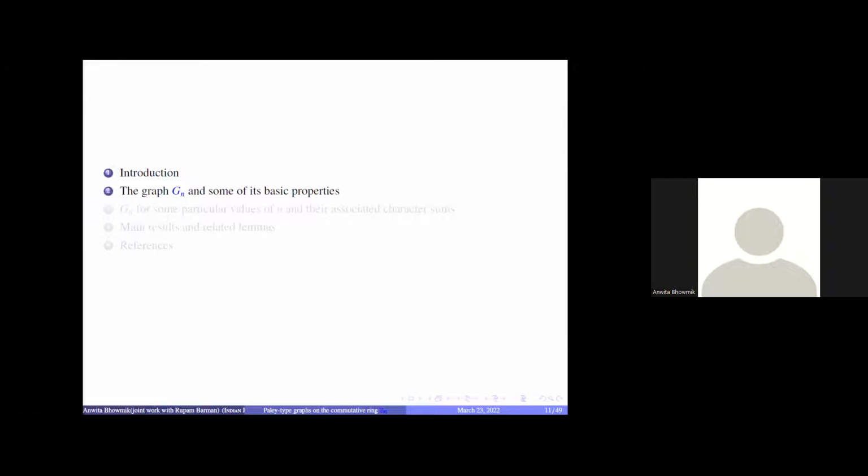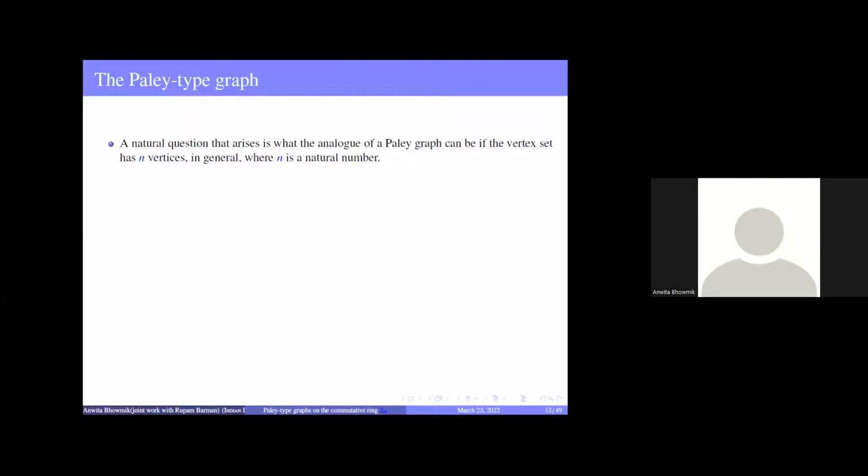Now that we are done with the introduction, I will move on to our Paley-type graph, which we call G_n. We will study some of its basic properties. The Paley graphs or its generalizations have been studied on the finite field F_q. So instead of a prime power q, what if we consider just a natural number n and consider that as the vertex set? Taking a natural number n, one thing that can come to one's mind is Z_n, which is a commutative ring. That is how the idea of defining a Paley-type graph on Z_n came about.